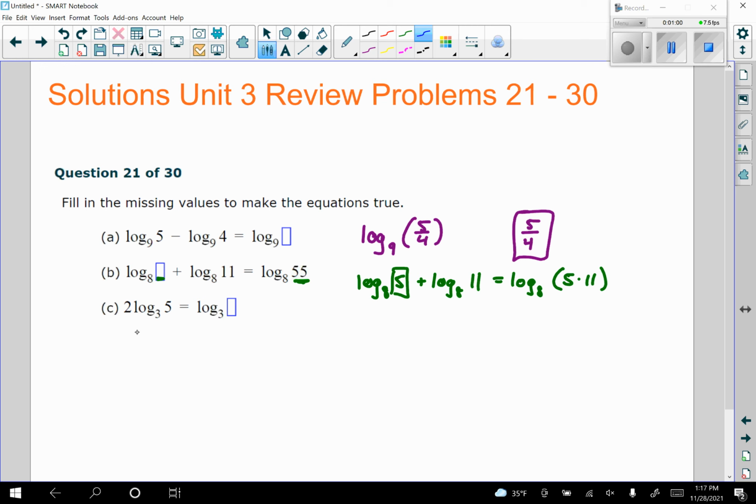Okay, and this last one here, we're using just the power property. So this 2 is just going to become the exponent of the 5. So we'll just rewrite this as log base 3 of 5 squared. So that's really just 25. That's going to go in here because we'll just square the 5.